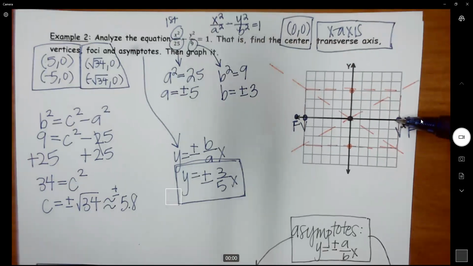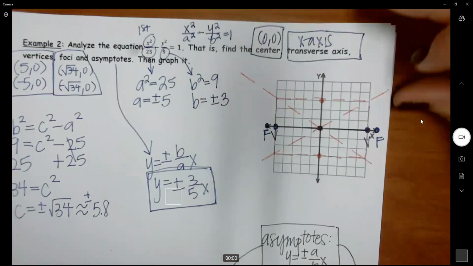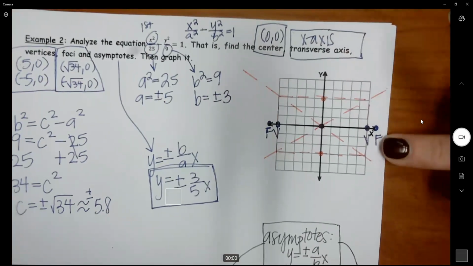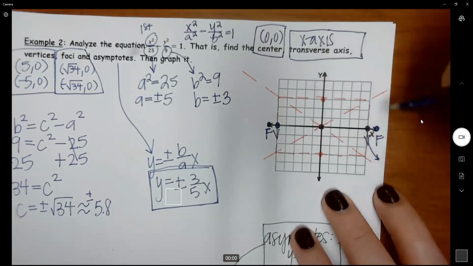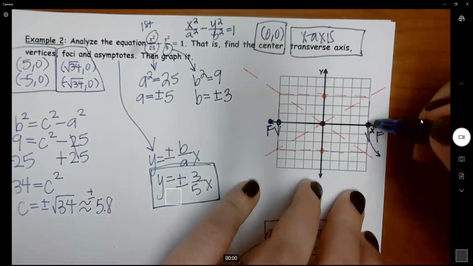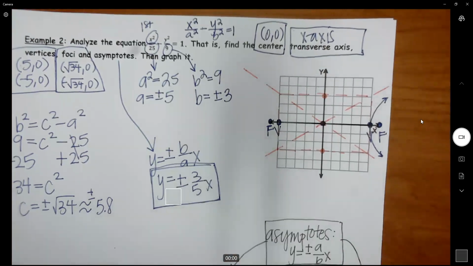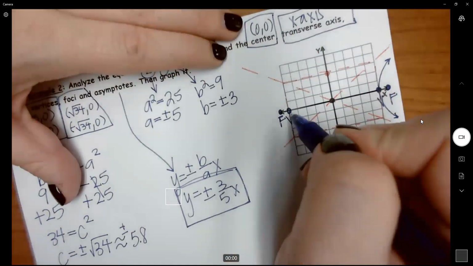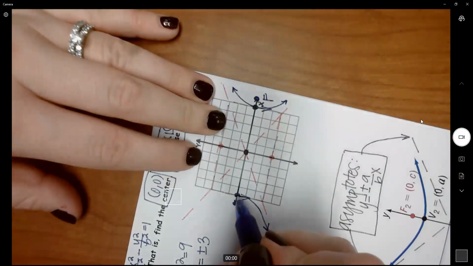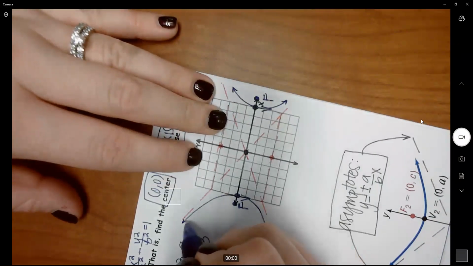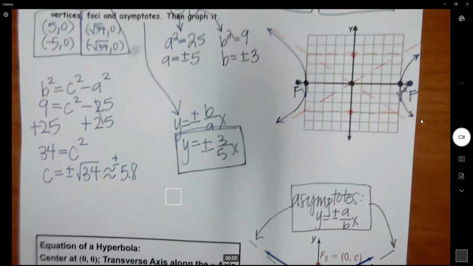We're going to go from the vertex and then start hugging those asymptotes. It's going to be kind of hard to do here because we don't really have a lot of room. Okay, but over here, we can do a little bit better of a job. Vertex, hug that asymptote. Vertex, hug that asymptote.